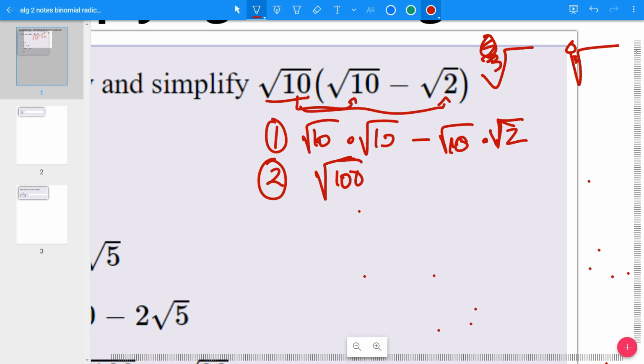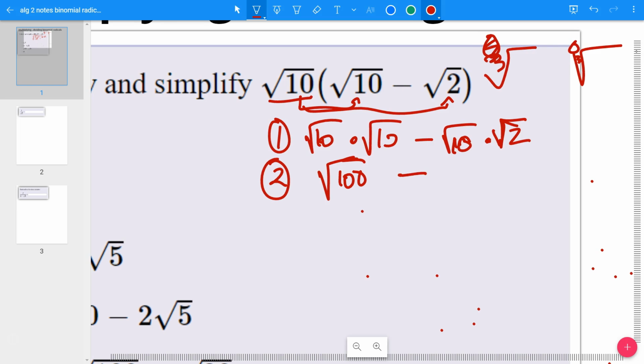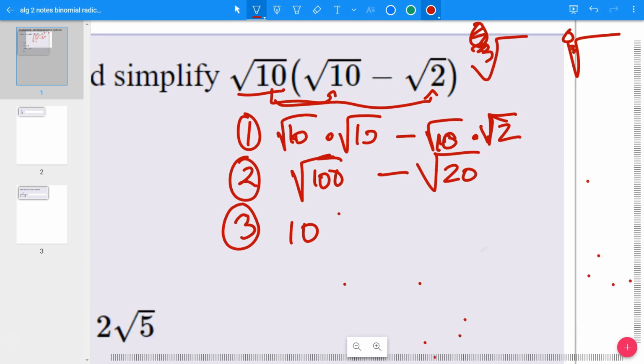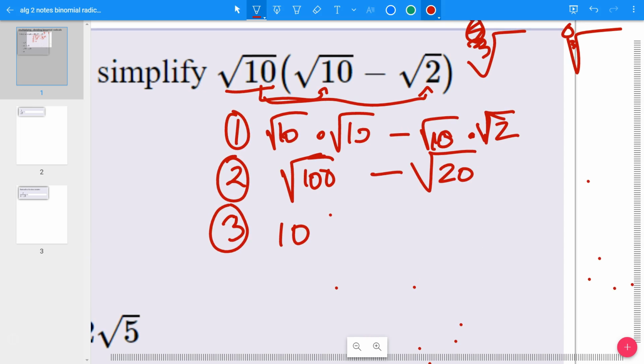So I have the square root of 100 minus, then you can multiply the 10 by the 2, put that under one root symbol, so that gives you 20. Then after that, the square root of 100 is a neat number, that's 10. But the square root of 20, you've got to simplify somehow, so 20 equals 4 times 5. So you want to rewrite the 20 so that you show a perfect square factor like the 4. The 5 is not a perfect square, so you just leave that under the root symbol.